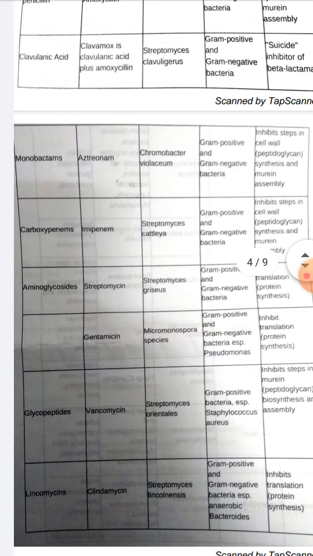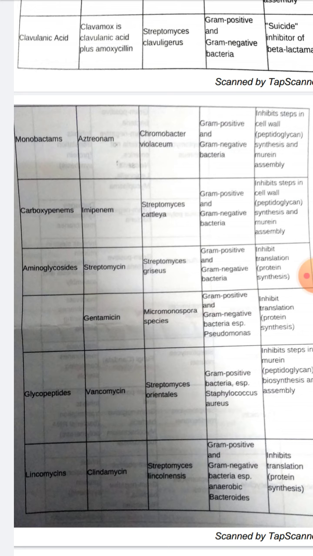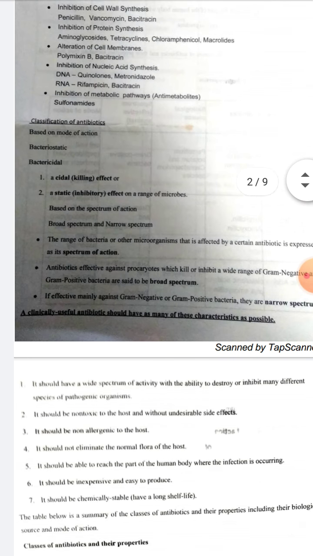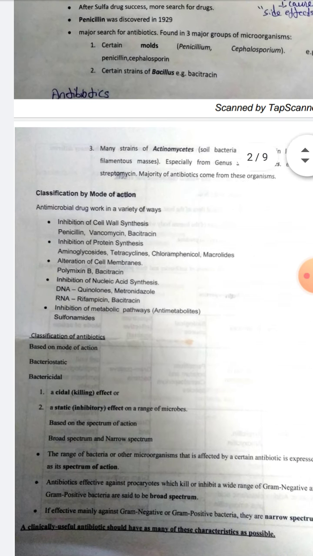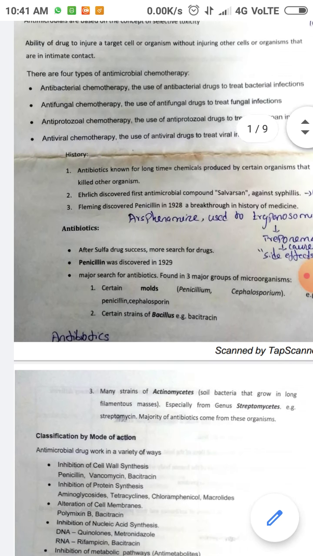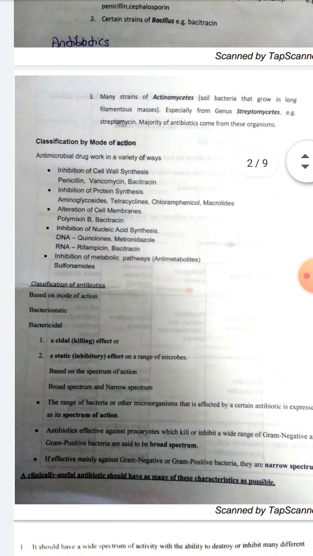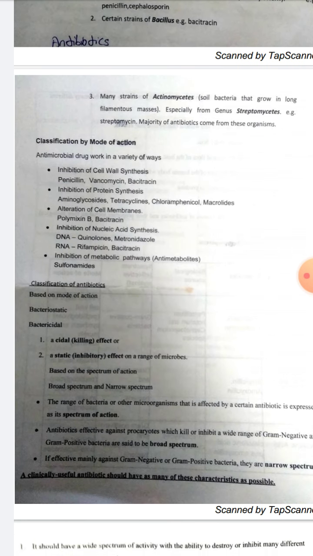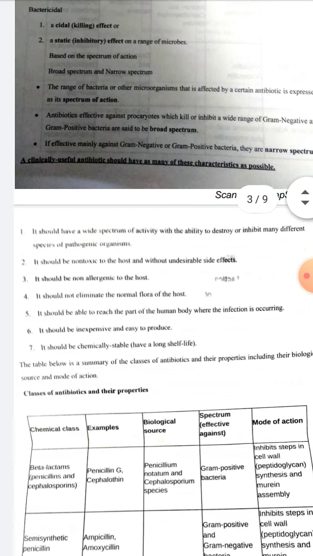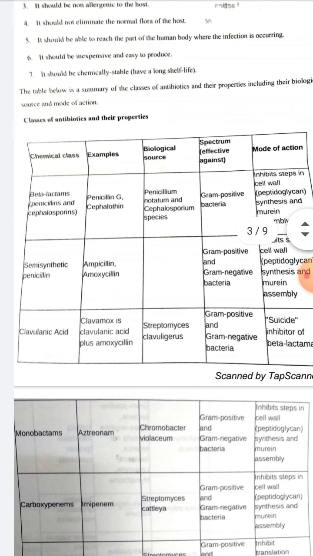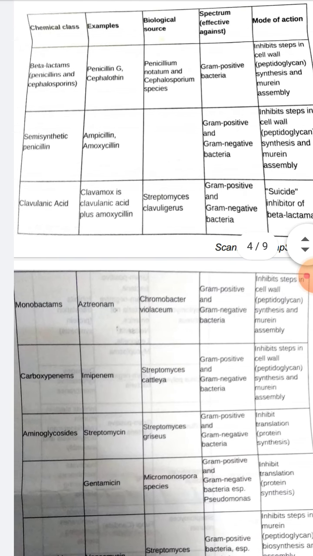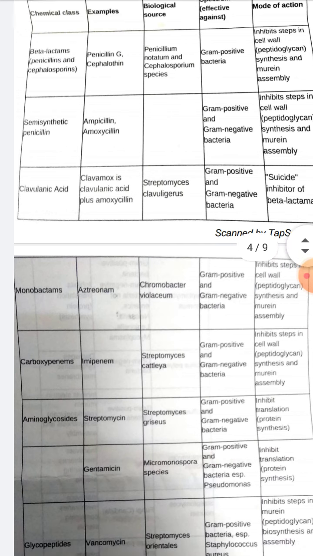So you might be asked to write about the properties or classes of antibiotics, or to briefly explain in brief about antimicrobial activity. What you need to do is write about the antimicrobial chemotherapy, write about the mode of action, then bacteriostatic, bactericidal, then the classes of antibiotics, the characteristics of antibiotics, and you can write any 10 examples in this tabular column. You can write just any 10 chemical classes of antibiotics.